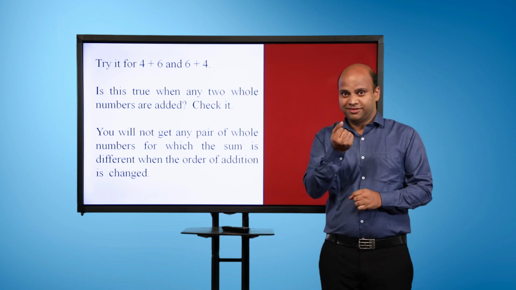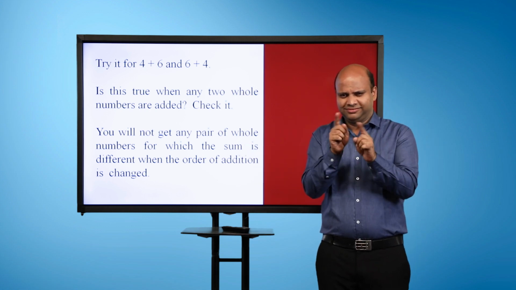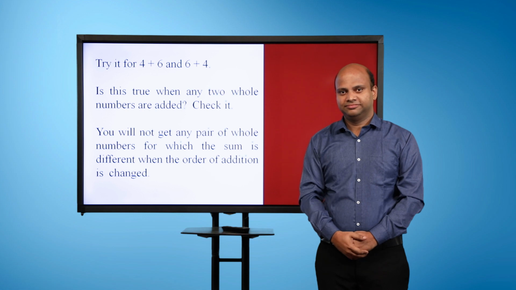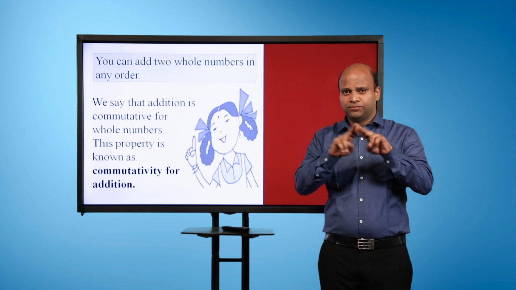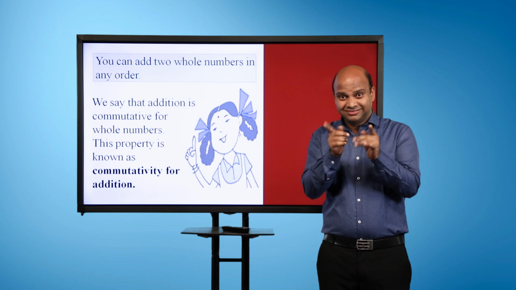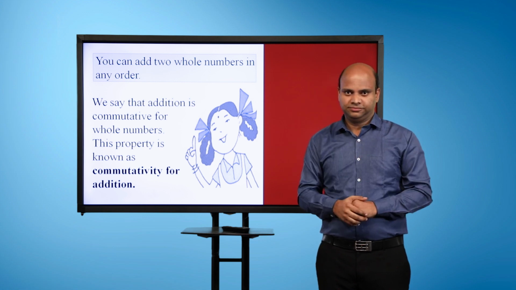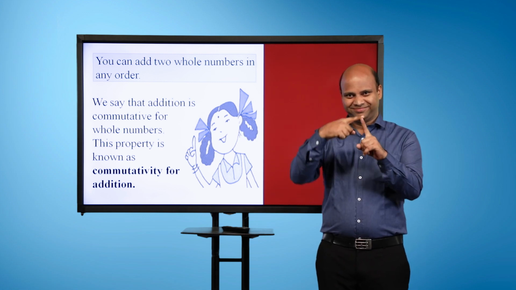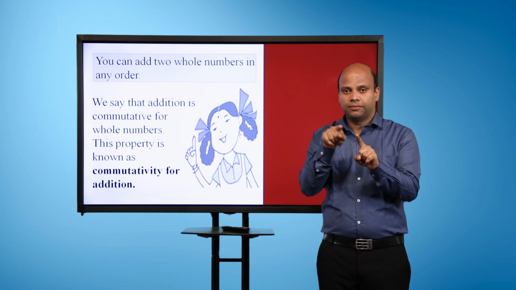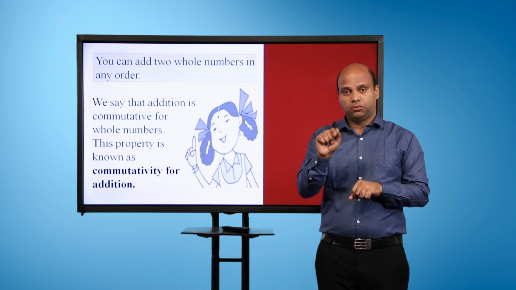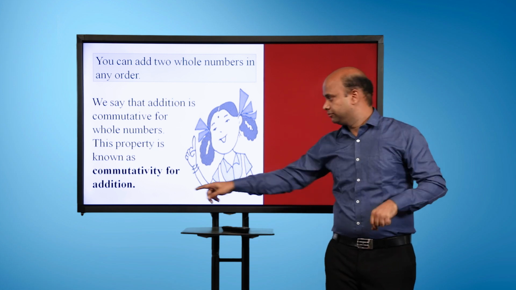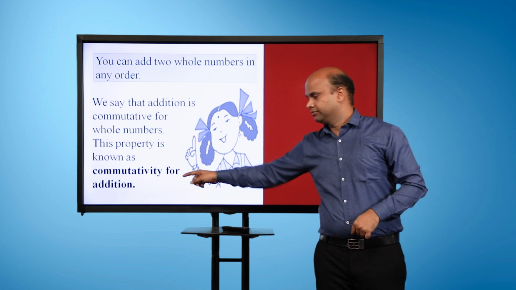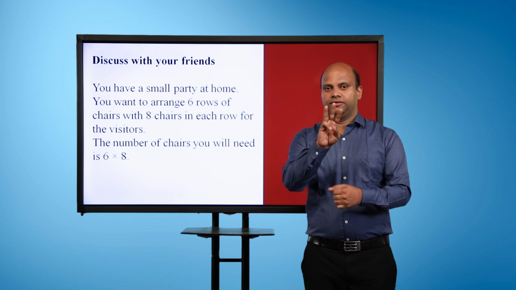You will not get any pair of whole numbers for which the sum is different when the order of addition is changed. You can add two whole numbers in any order. We say that addition is commutative for whole numbers. This property is known as commutativity for addition. Page 35.